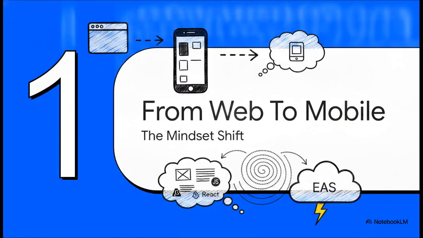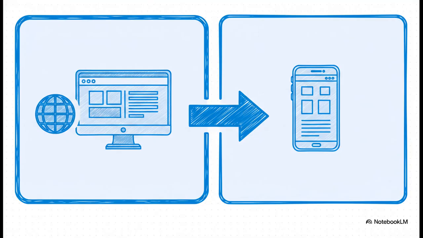Starting with Section 1, from web to mobile, it's all about that initial mindset shift. Leaving the web browser behind requires a pretty fundamental change in how you think. On the web, you're totally used to structuring things with div tags, dropping text into p tags, and basically just praying your CSS flexbox centers perfectly, right? Well, in React Native, we use what are called core components.